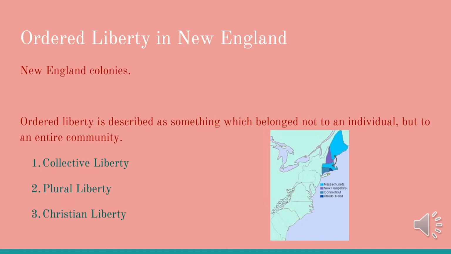Another branch of ordered liberty was plural liberty. It was liberty of a town. For example, tenants were given a specific liberty of fishing in the river. This liberty was not universal or absolute. The river was closed to everyone else.